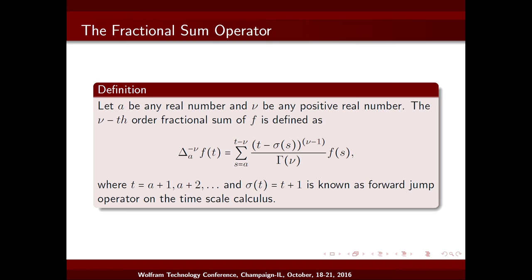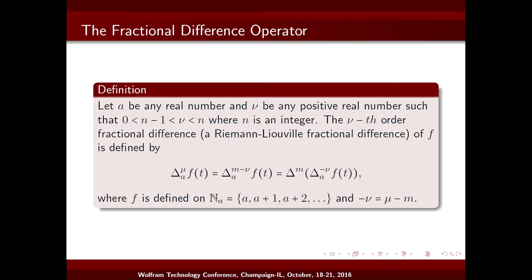Let me just move on. For the Riemann-Liouville fractional difference operator, here is how we define it. For example, if you have 1/2 here, what you need to do is rewrite 1/2 as 1 minus 1/2, which gives you 1/2. But then you take this m out as delta to the m, so this is going to be delta of the minus 1/2 power of f, which means the 1/2 order sum operator.